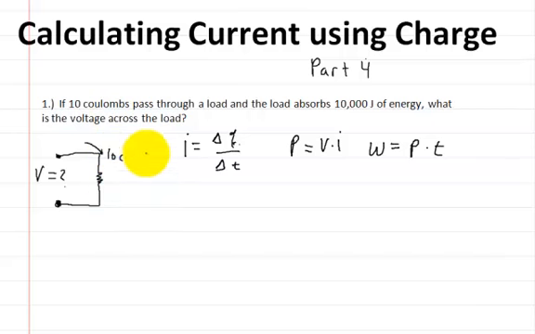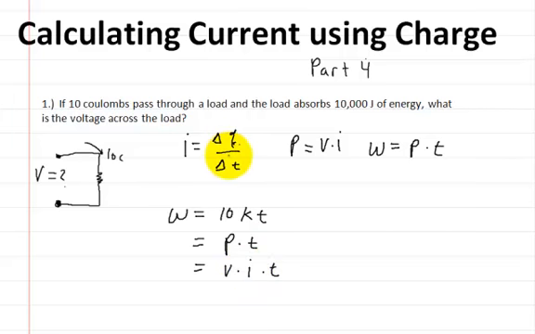So we know that it absorbs 10,000 joules of energy. So we know that the work is equal to 10,000 joules of energy. We also know that work is equal to the power multiplied by the time. We also know that power can be replaced by the voltage and the current. So we could say the voltage multiplied by the current multiplied by the time. And again, here we have current, and current can also be replaced by this formula right here.